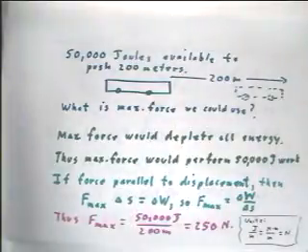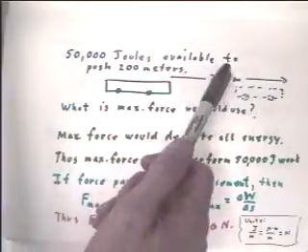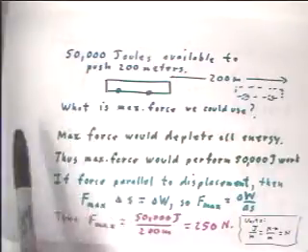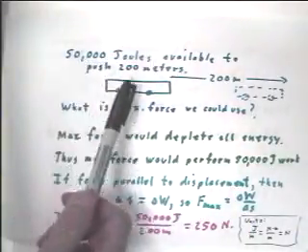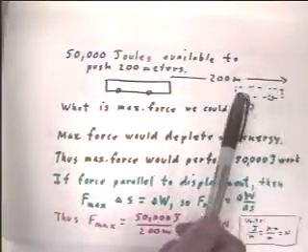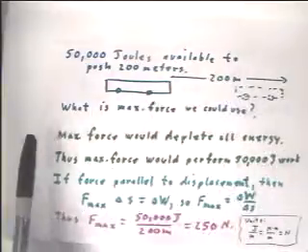Now let's say that from some source we have 50,000 joules available to push an object 200 meters. So here's an object, maybe it's got wheels on it, maybe it's sliding across a surface. In any case, we have 50,000 joules available to push it 200 meters. So it's going to travel 200 meters. The dotted picture just depicts the object after it's moved 200 meters.